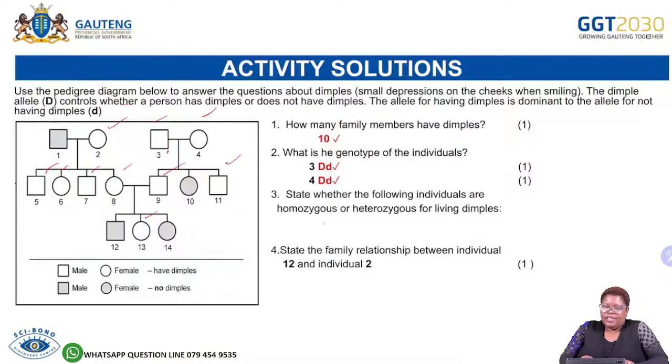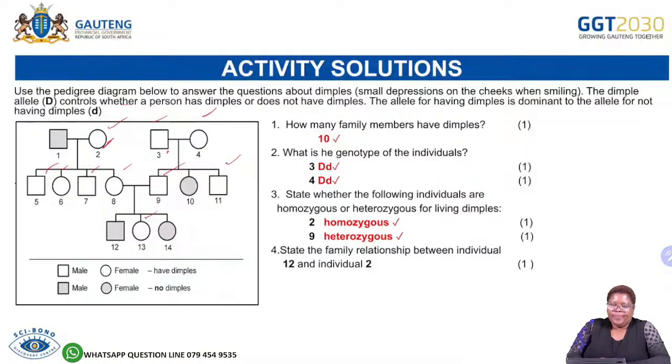State whether the following individuals are homozygous or heterozygous for having dimples, right? Now, for number 2, remember, it's a female that has got what? Dimples. So it's homozygous there. And then what about 9? Where is 9? This is your 9, which is a male without dimples. So the male is going to be heterozygous. The number 9 is going to be heterozygous.